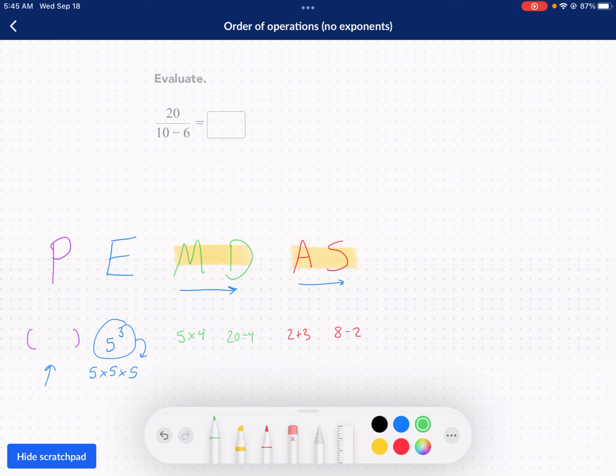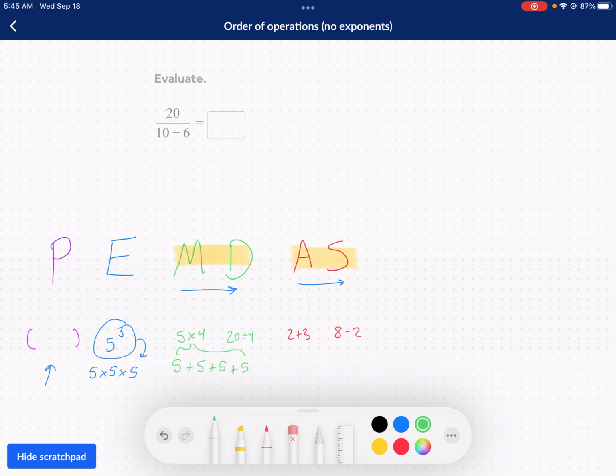The same goes for multiplication. I listed an example for multiplication and division here, but multiplication can be rewritten as expanded addition. Multiplication is just repeated addition, so I can rewrite 5 times 4 as 5 plus 5 plus 5 plus 5. That's why it's a higher order than addition. It must be taken care of first. So multiplication and division go together, and addition and subtraction also go together.